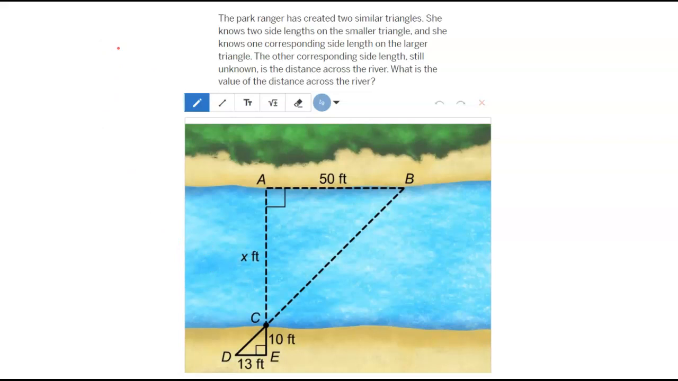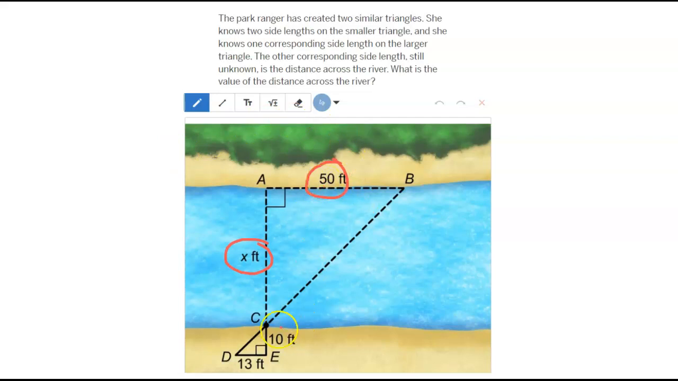She knows two side lengths of the smaller triangle, and she knows one corresponding side length of the larger triangle. The other corresponding side length is still unknown. This is the distance across the river. What is the value for the distance across the river? We can go ahead and set that up with a proportion.